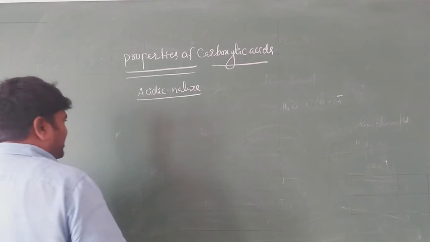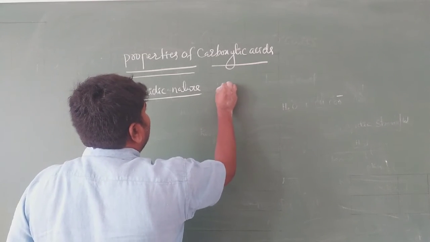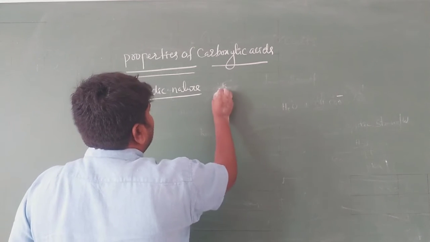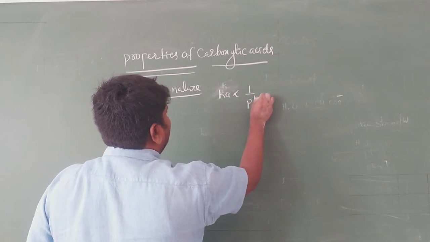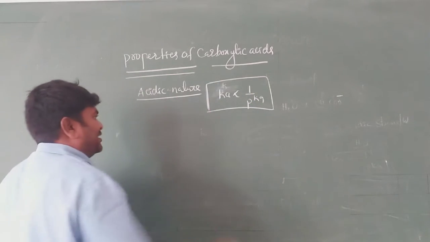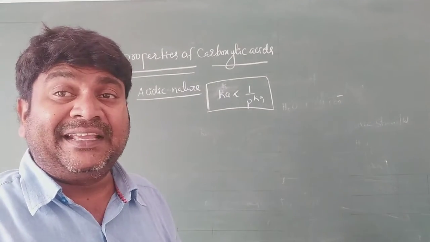Suppose, for example, Ka is inversely proportional to pKa. What is the meaning here, my dear students? As the pKa value increases, acidic strength decreases.